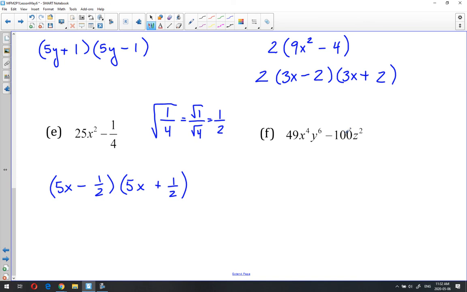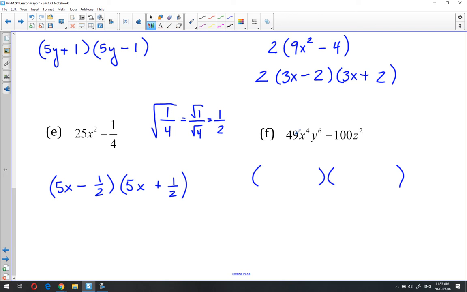And now this last one looks complicated, but it's not all that bad. The only difference here is that there are some variables whose power is larger than 2, or whose exponent, I should say, is larger than 2. So all even exponents represent perfect squares, right? So this one here would look like this.